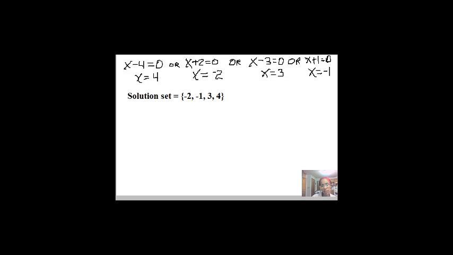I kind of mixed up the order of the solution set to emphasize the fact that in a set, the order of the elements of a set does not matter. So as long as I've got these 4 numbers as part of my set, it does not matter what order those numbers are in.